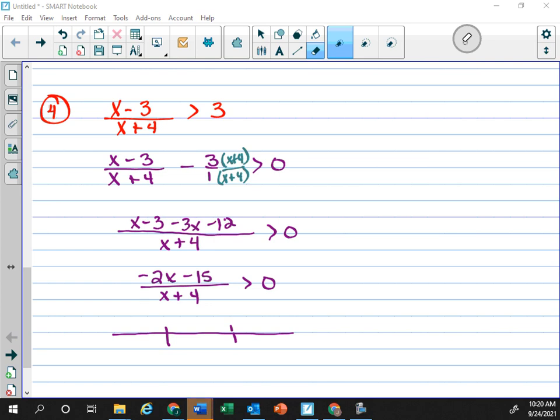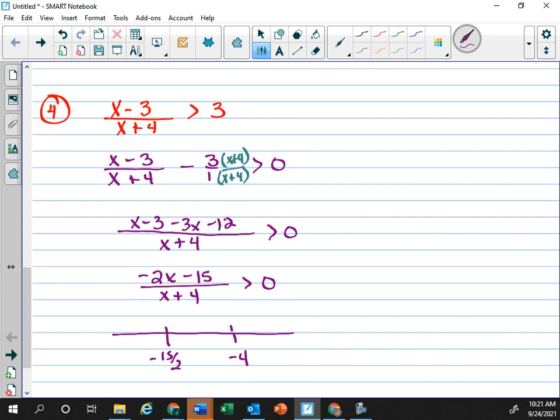All right, guys, let's look at this one. Picking out the points on your number line, I think that's actually the hardest part on this one. Remember, you're just setting the numerator and denominator equal to 0. So the denominator's easy, that's -4. The numerator, that's -15/2, which is like -7.5. So that's got to come first, and then the -4.